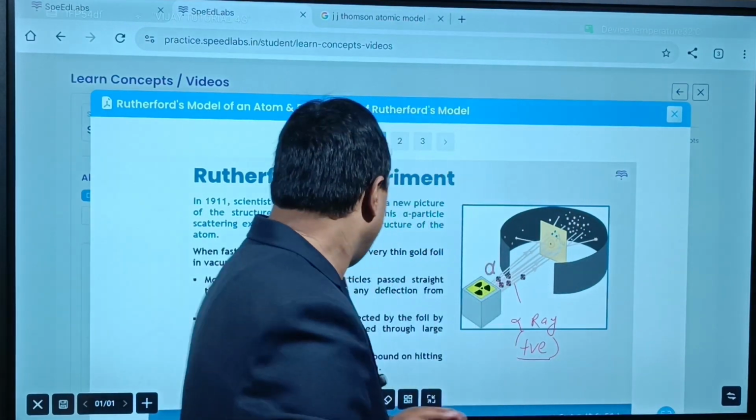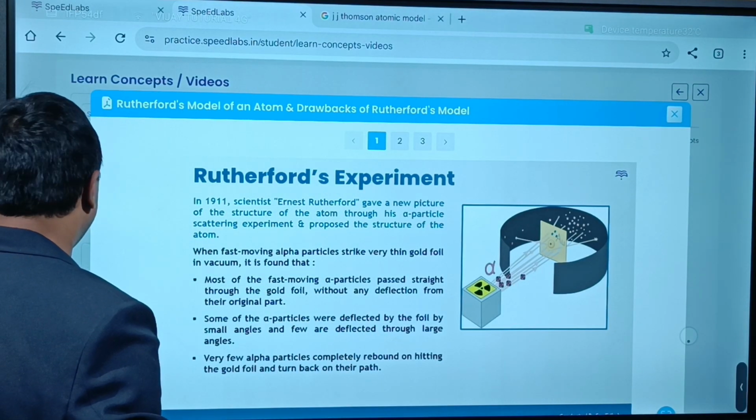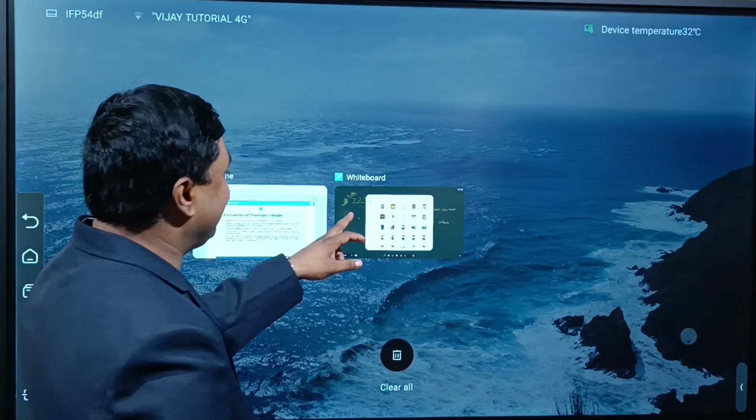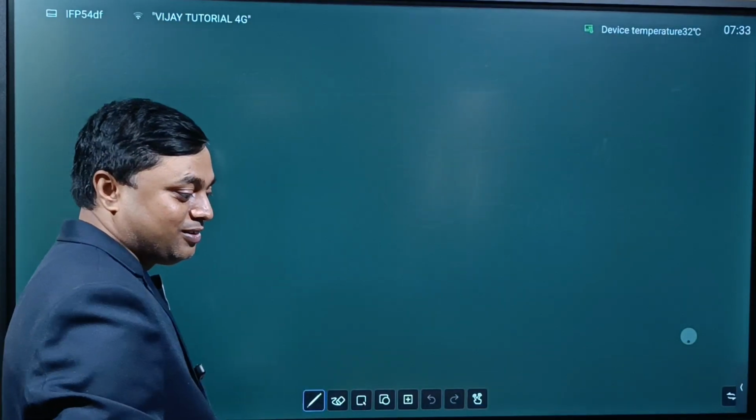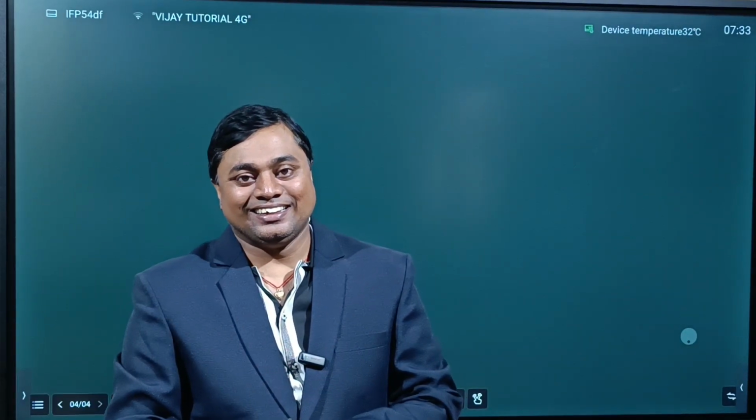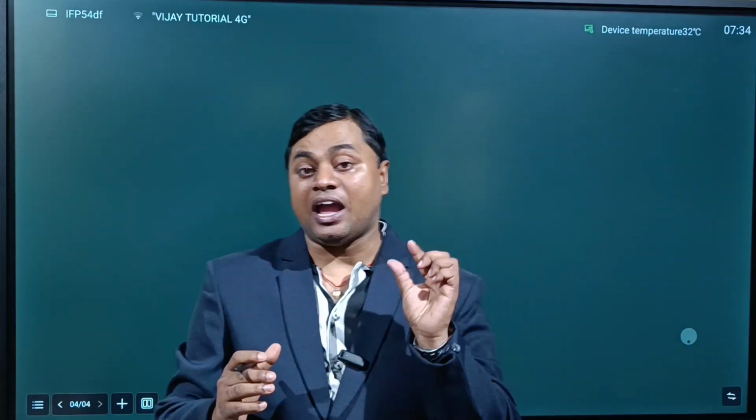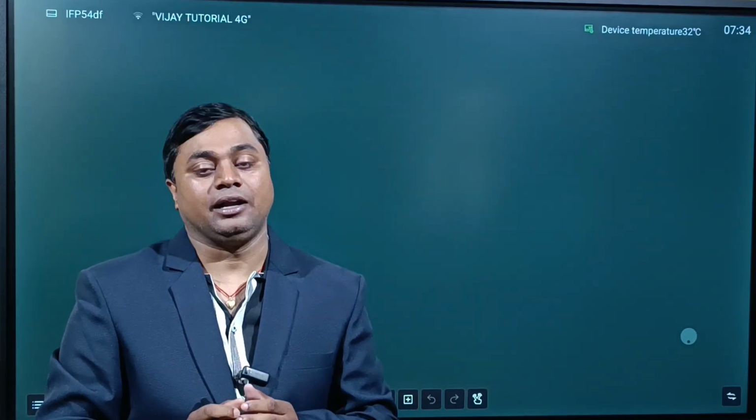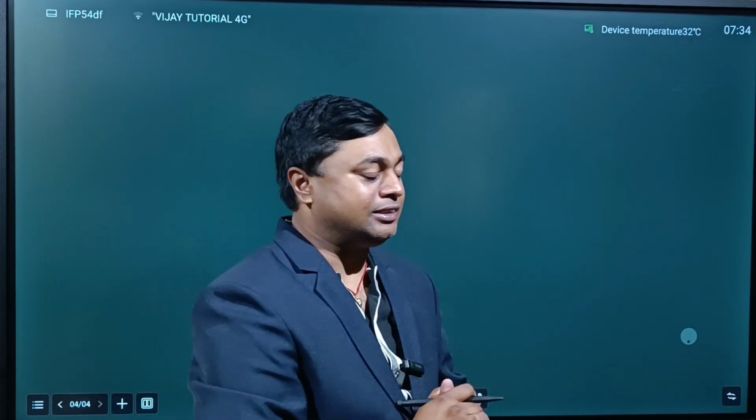I'll explain to you. One question may be asked: why did he choose gold only for his experiment? Was he very rich, or was there some other reason? Anyone, you can comment. See, actually gold is the most malleable element. He wanted very fine, thin sheets of atoms. That's why he chose gold. Yes or no?